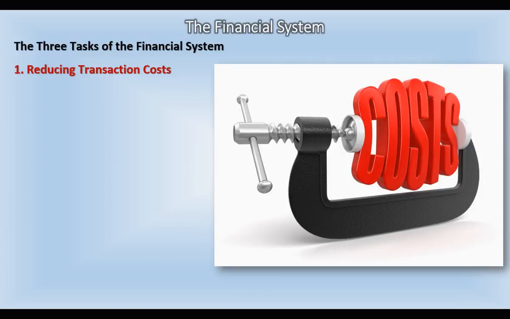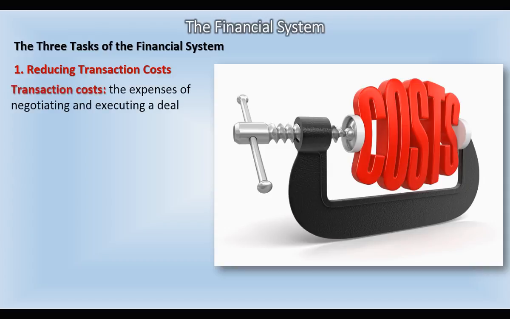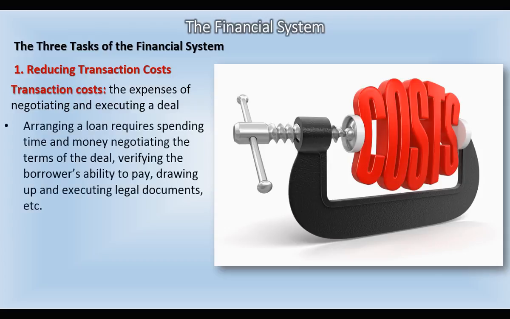All right, let's talk about the three tasks of the financial system. The financial system's first task is to reduce transaction costs. Transaction costs are the expenses of negotiating and executing a deal. Arranging a loan requires spending time and money negotiating the terms of the deal, verifying the borrower's ability to pay, drawing up and executing legal documents, etc.